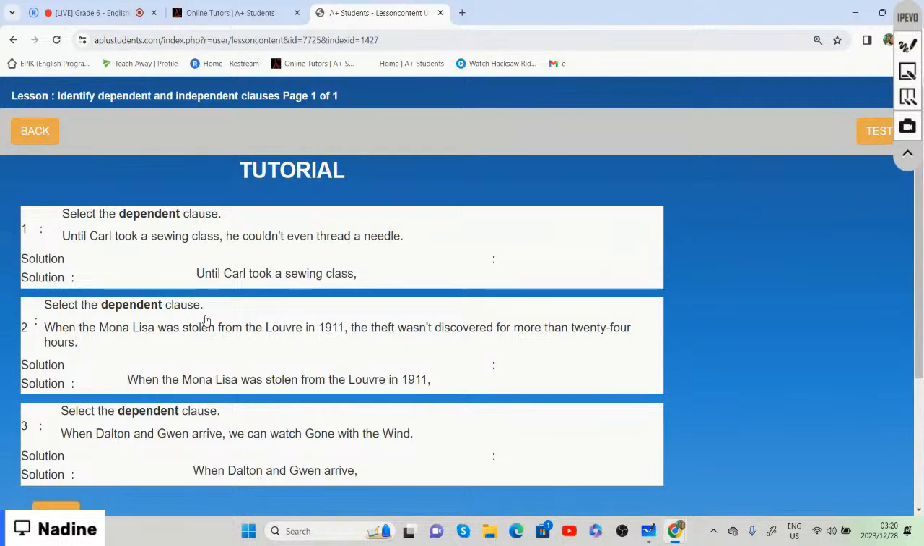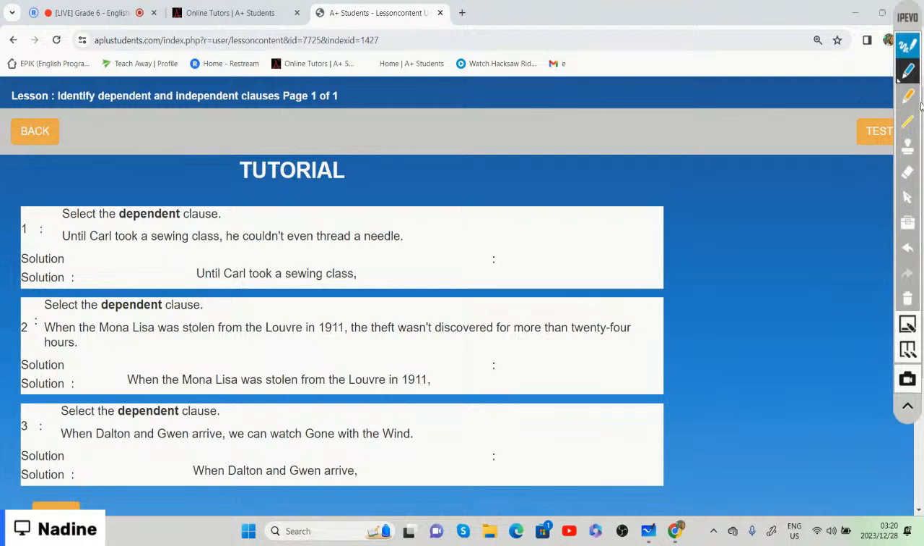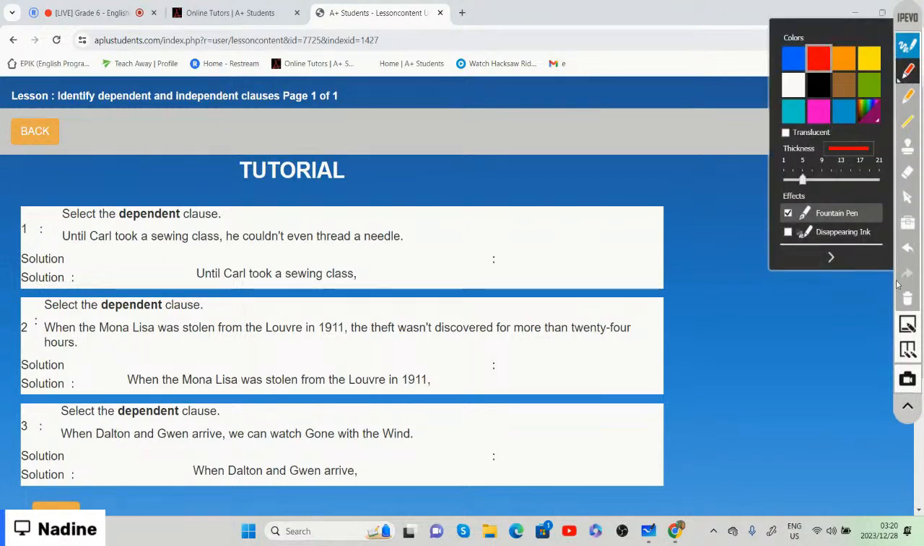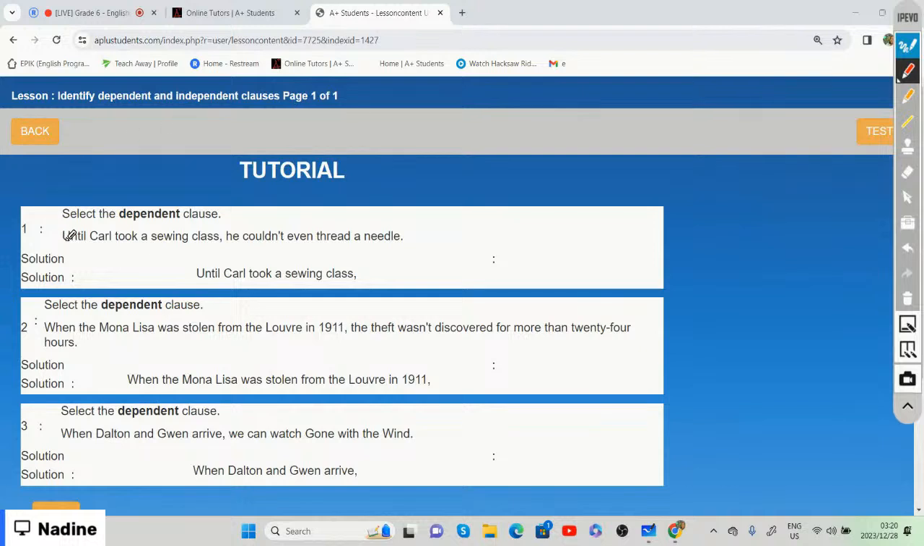So within the sentence, if we identify the dependent clause, we can say it starts with until, because it starts with the subordinating conjunction: until Carl took a sewing class. That is our dependent clause, and it stops just there. Let me circle it. That is our dependent clause.